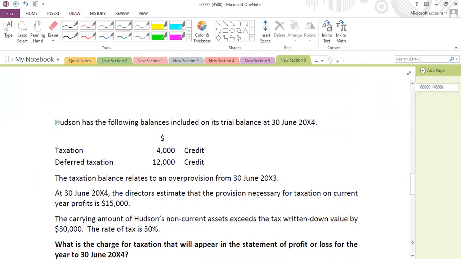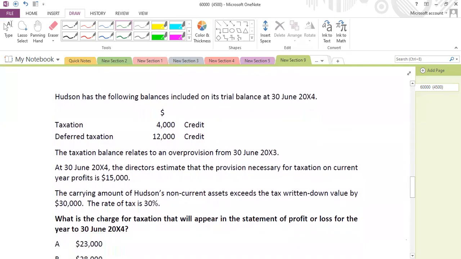Now let's move to the next question. Hudson has the following balances in the trial balance. Taxation, we have a credit balance, that is a liability. Deferred tax credit balance, that is again a liability. The taxation balance, if it is related to income tax, is on credit side, so it's over provision.